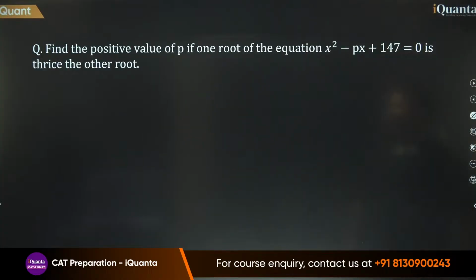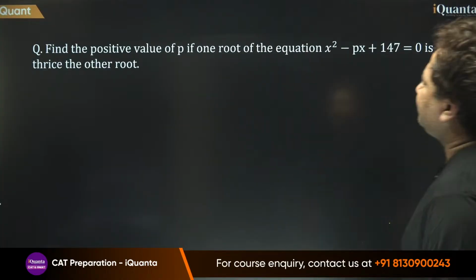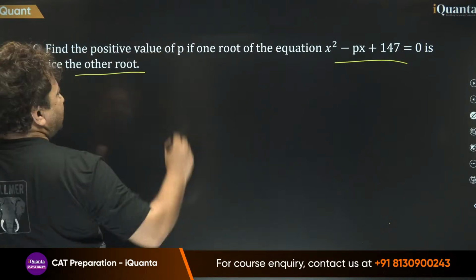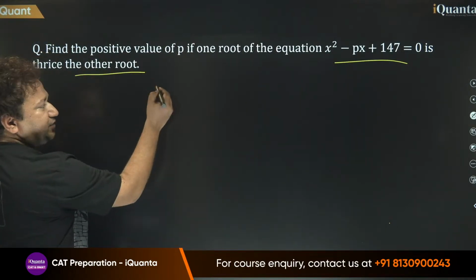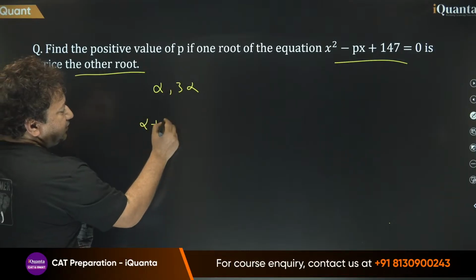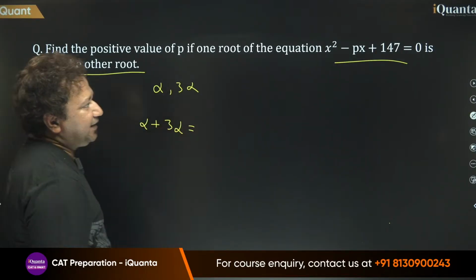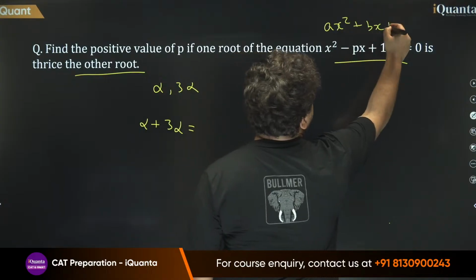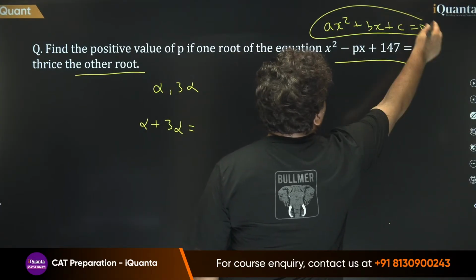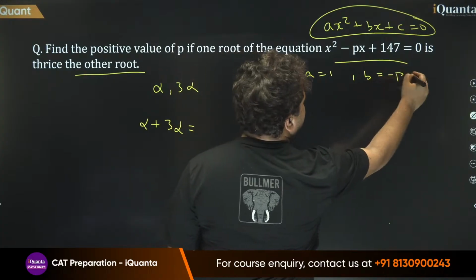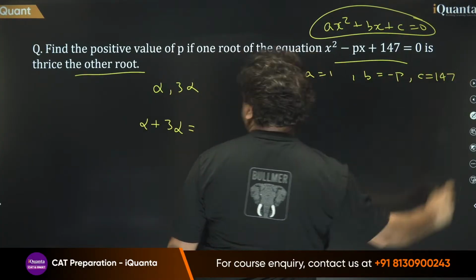Next one. Find the positive value of p if one root of equation this is thrice the other root. So let's say that the roots are alpha and 3 alpha. And as we know, sum of roots is equal to minus b by a. I'll just write the general form, ax square plus bx plus c equal to 0, general form of quadratic equation. Here the value of a is 1, the value of b is equal to minus p, and the value of c is equal to 147. Let's put in the values here.